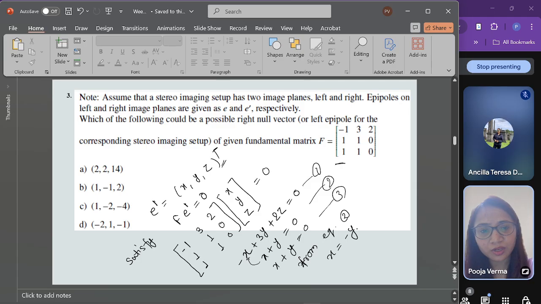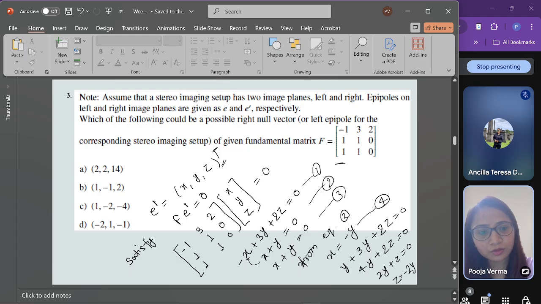Now we can put this in equation 1. Okay, so just put it in equation 1. So you will get y here, because in the place of minus x you will get minus y. So minus minus will be plus. You will get y plus 3y plus 2z. So from here, if you solve, 4y plus 2z equal to 0, here you will get 2y plus z equal to 0, right? Or you can say that z is equal to minus 2y.